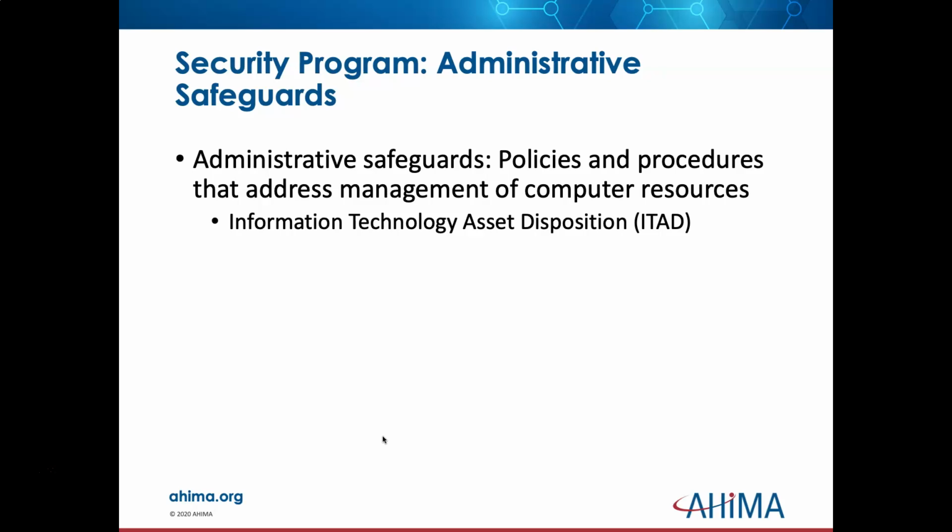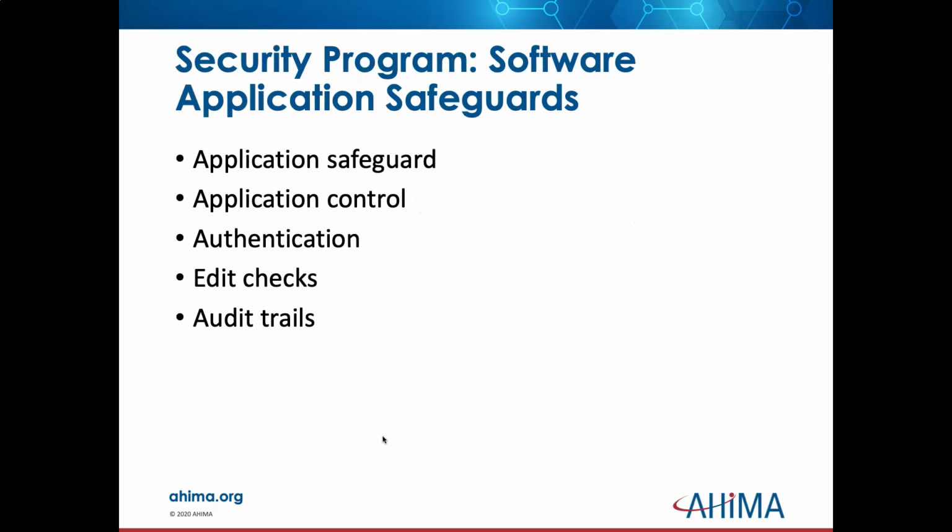All right, so on to administrative safeguards. That's policies and procedures, how things are disposed, how they're wiped clean, how do you decide if you're going to resell them? Do you decide if you're going to donate them? Do you decide if you're going to smash them? And then software application safeguards, you have application control, authentication, edit checks, and audit trails. And I've talked about audit trails several times. Going through who's doing what, where to what. Do they have a legitimate job-related need to know for what they're doing?